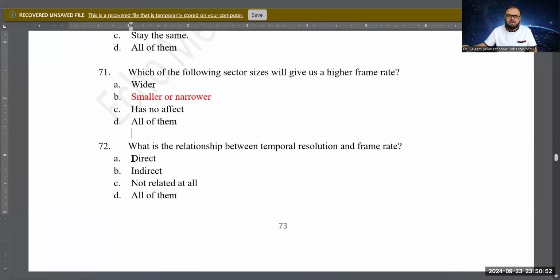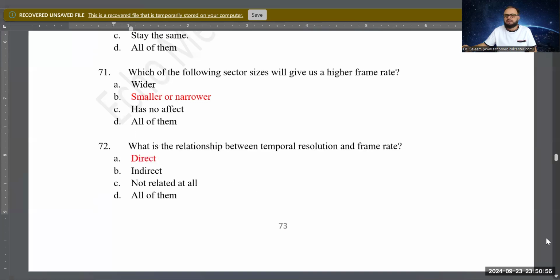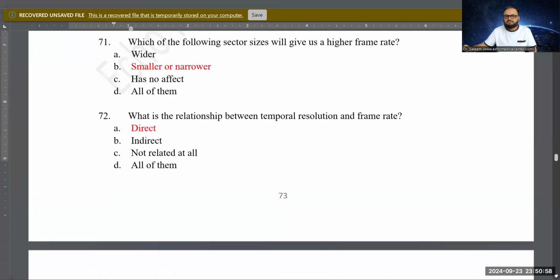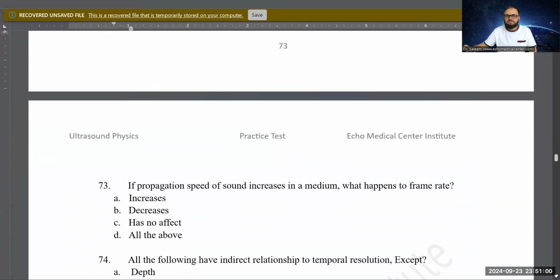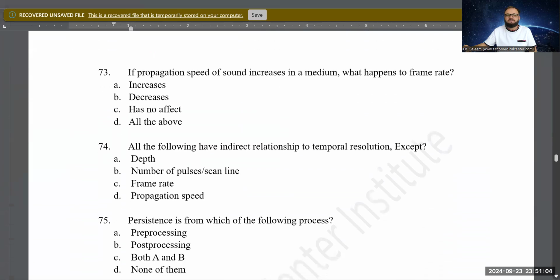Yes, correct. It has a direct relationship. Absolutely correct. Okay. Now let's do a few more questions. The question is, if the propagation speed of sound increases in a medium, what happens to the frame rate? What do you think? Or you can say, what is the relationship between them? I also agree. It will decrease, so they have an indirect relationship.